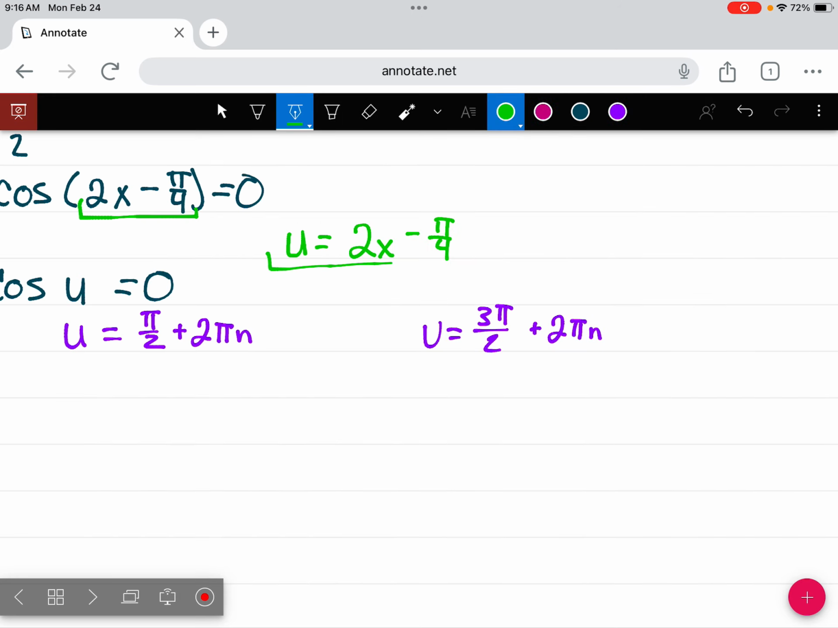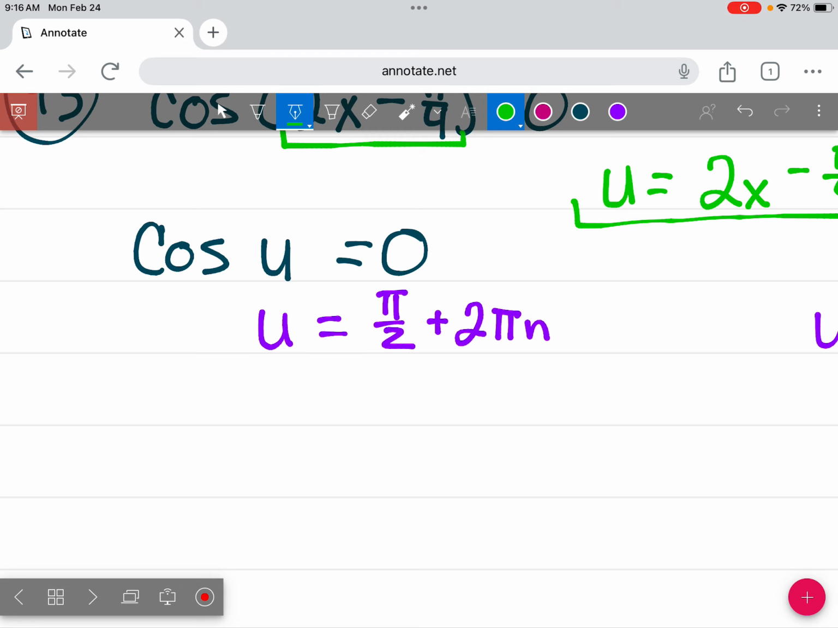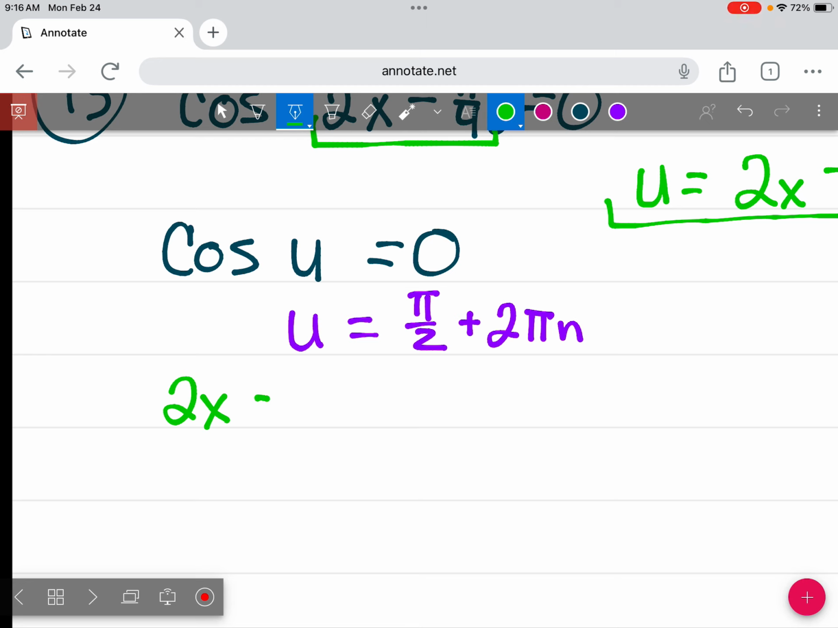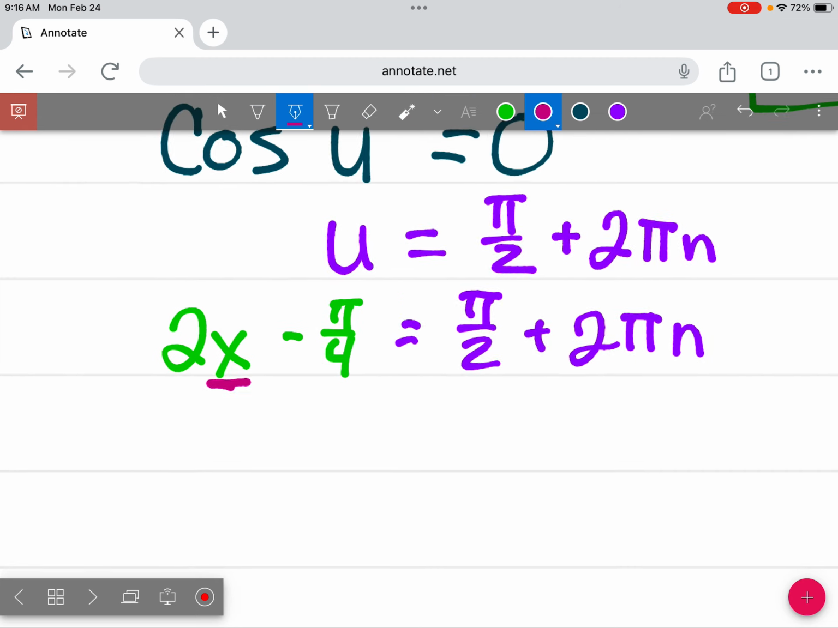Because when I substitute my u back in, we need to be able to solve for it, and that's going to give us some kind of funky coterminal situations. Because it's not that our angle is going to be pi over 2 plus 2 pi n. It's that we have our 2x minus pi over 4 that equals the pi over 2 plus 2 pi n. So we substitute it back in, and we want to solve for x. We're just going to look at this one side for right now.